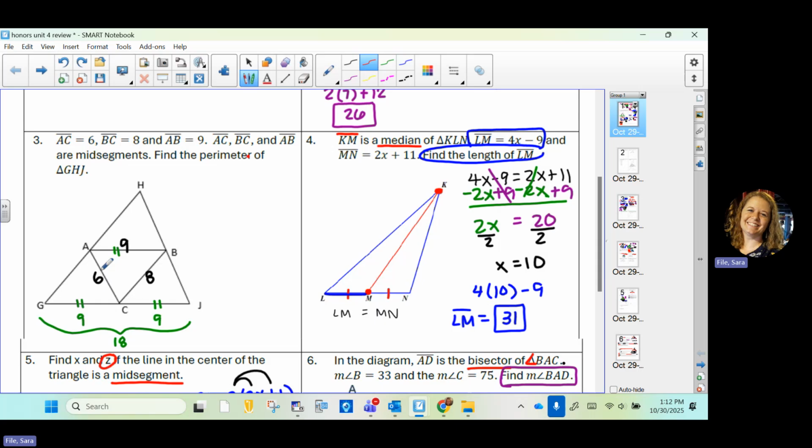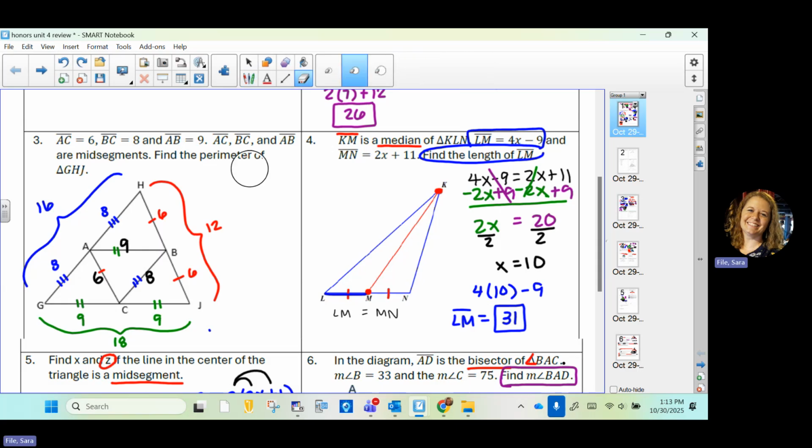So AC is 6. It runs parallel to HJ. So each of these would also be 6, because that total length would be 12. I'm going to add tick marks here on BC would be the same as AH and GA. So those would be 8 and 8, so that total side length is 16.